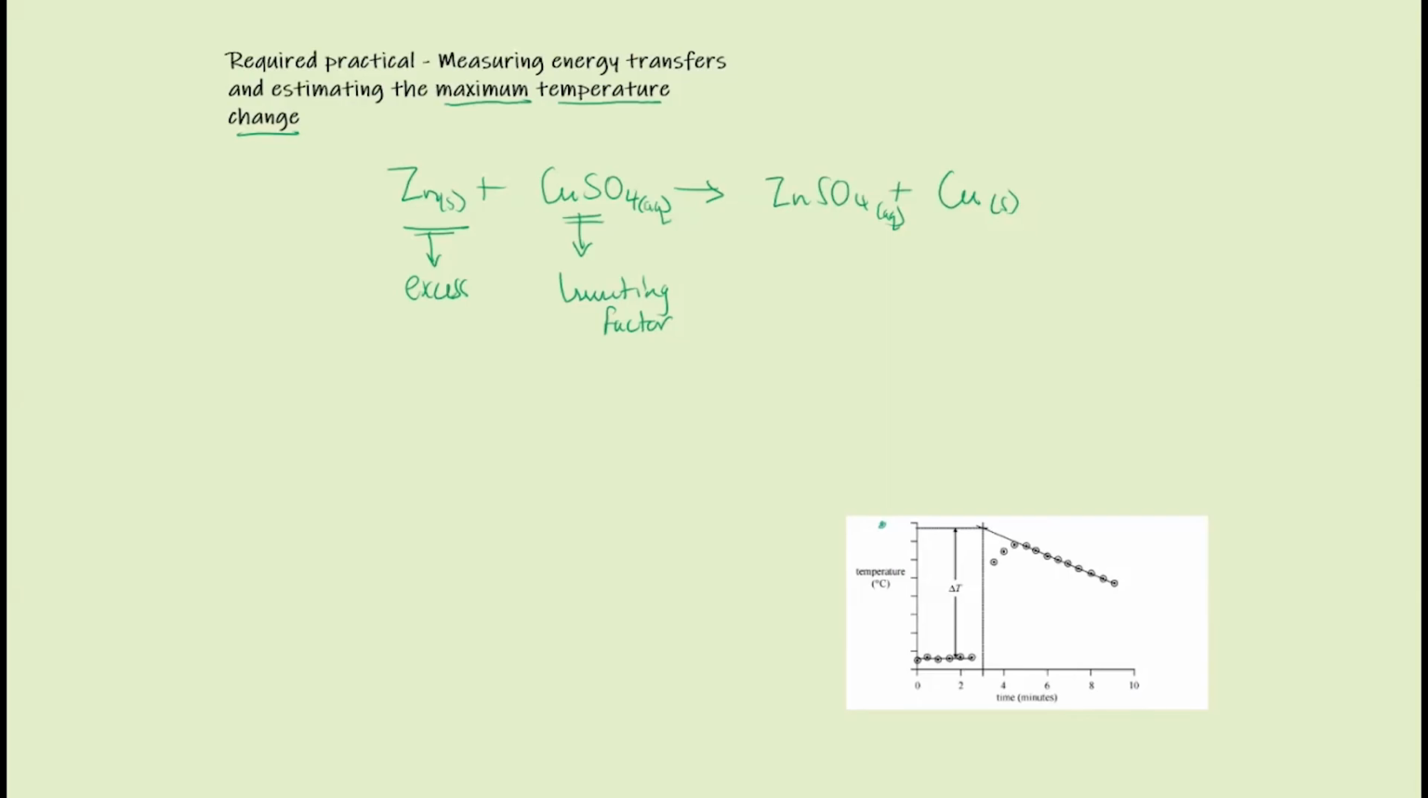But we're not focusing on that just here, we're focusing on the actual collection of data. So what you do is you would add a particular volume of copper sulfate into a polystyrene cup calorimeter. We just say that's our calorimeter. Let's say 30 centimeters cubed.